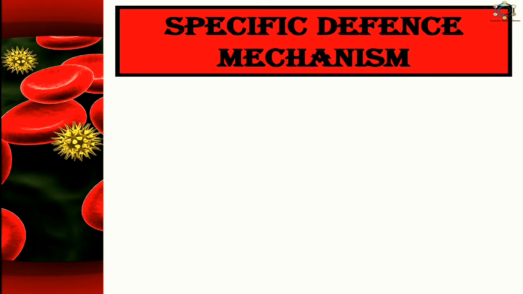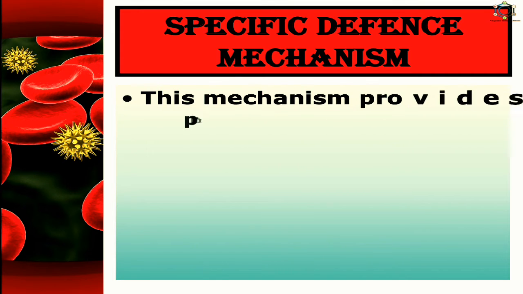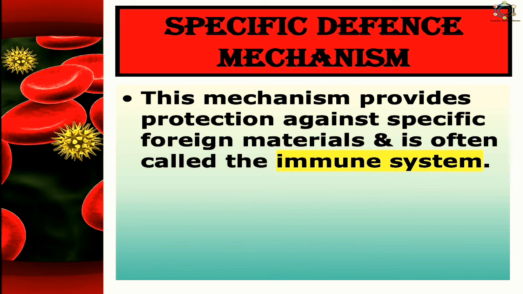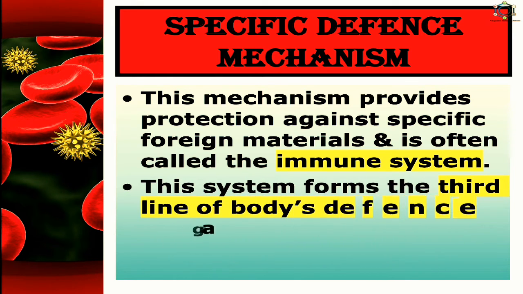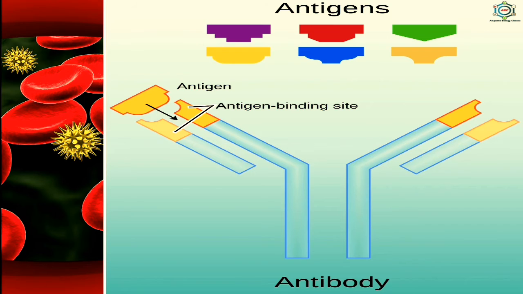Now, the specific defense mechanism. So, what is a specific defense mechanism? This mechanism provides protection against specific foreign materials and is often called the immune system. This system forms the third line of the body's defense against microbes and harmful molecules. So here you can see a structure of the antibody.